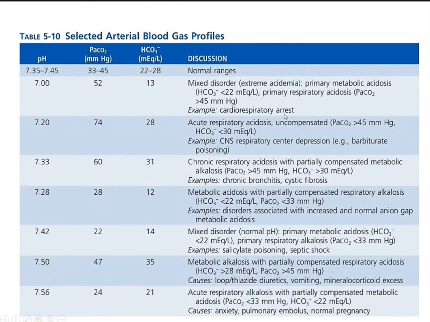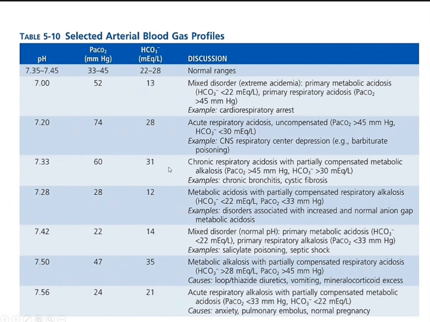So, example, cardiorespiratory arrest. Acute respiratory acidosis, uncompensated, that means carbon dioxide levels have increased. I mean, bicarb is still low. Example, CNS failure, there's depression, barbiturate poisoning. So you can't have a compensatory respiratory alkalosis. It does not set in. So this is uncompensated. Right? Chronic respiratory acidosis with partially compensated metabolic alkalosis. You'll expect CO2 values of more than 45. But here, as against this, the bicarb values are more than 30, right?